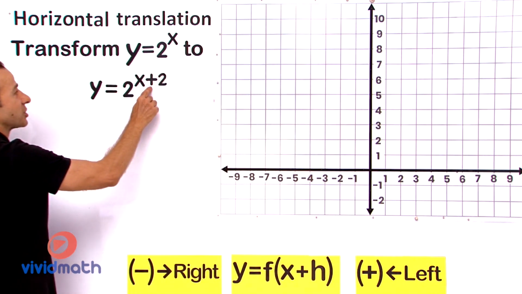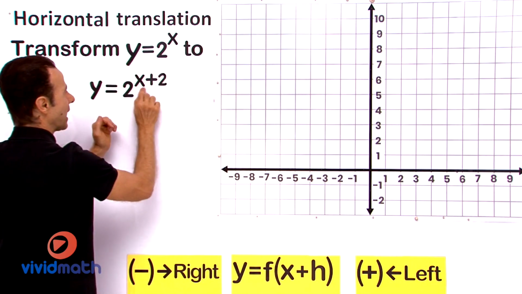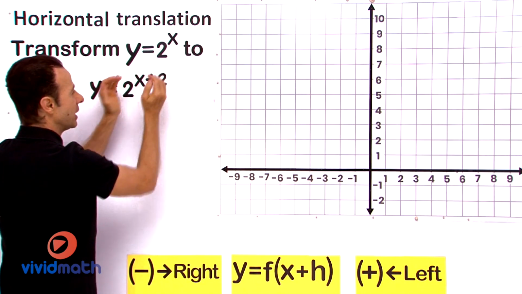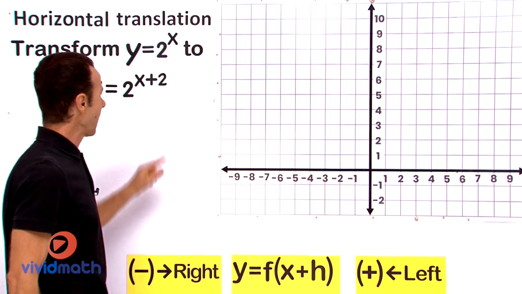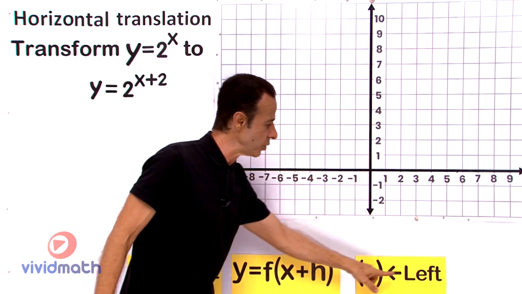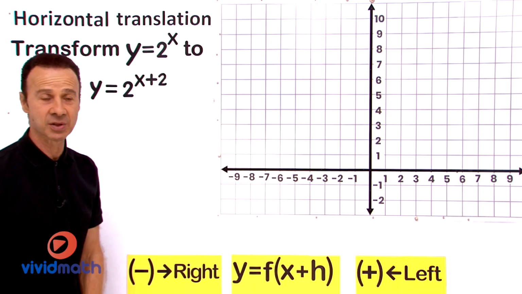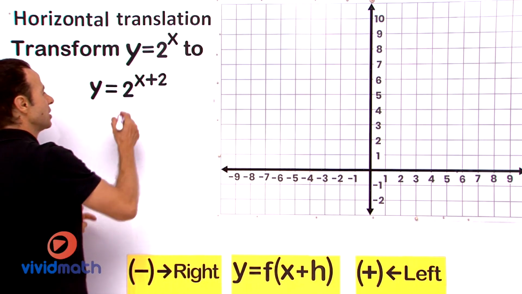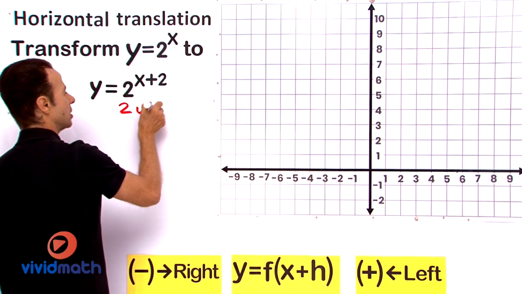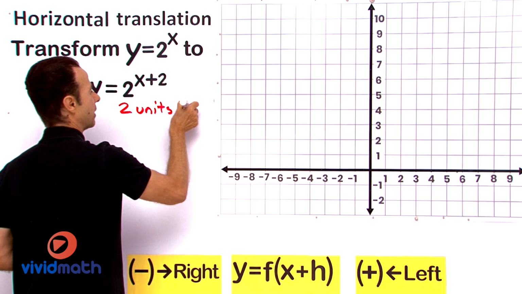Here we have a plus 2. It's in the function, x plus 2. It's not separate, meaning it's going to be a horizontal shift, and because it's plus 2, we're going to move to the left 2 units. So let me just write that down. This means 2 units left.